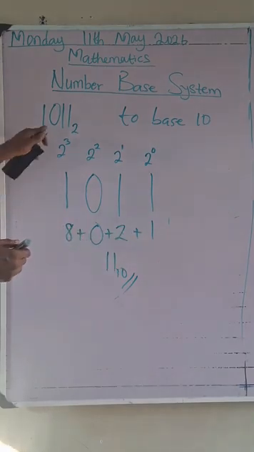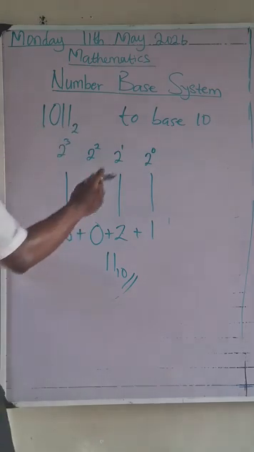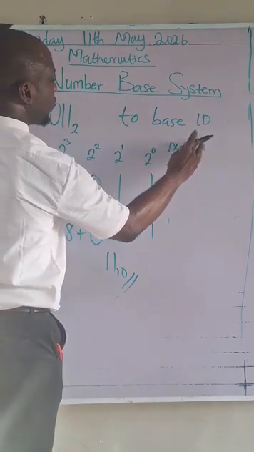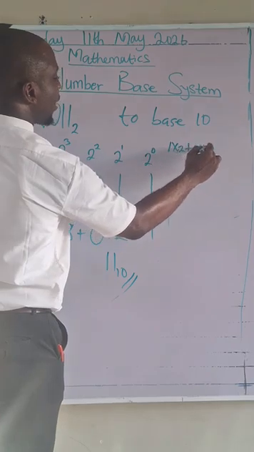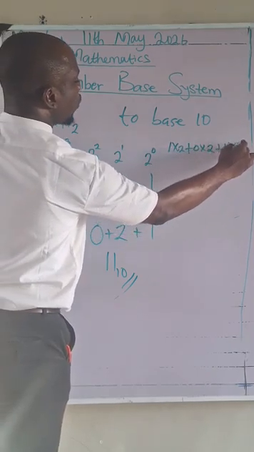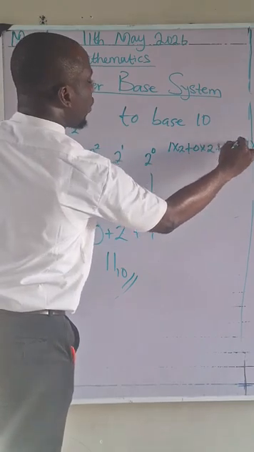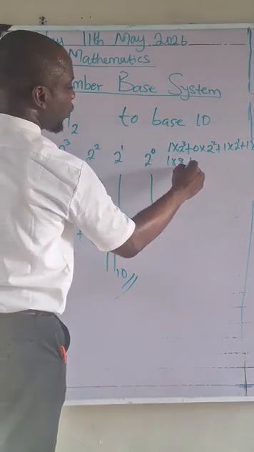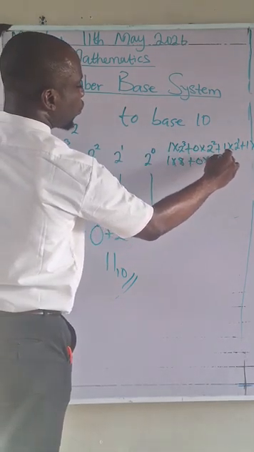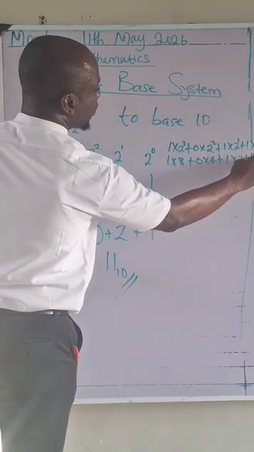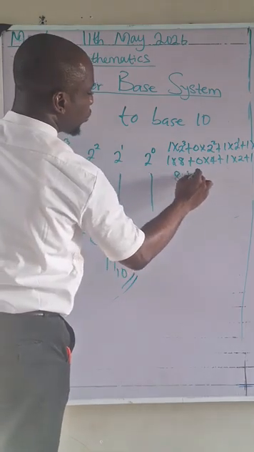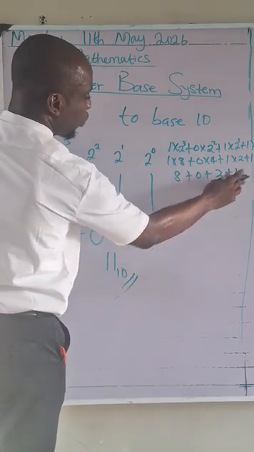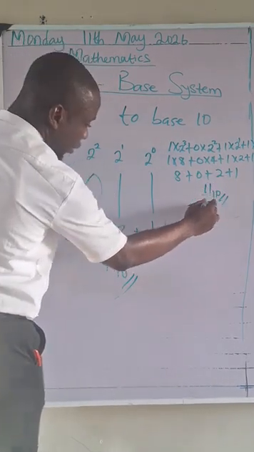Now let us use that expansion notation to see this. The expansion notation gives me 1 times 2 to the power 3, plus 0 times 2 squared, plus 1 times 2 to the power 1, plus 1 times 2 to the power 0. This becomes 1 times 8 plus 0 times 4 plus 1 times 2 plus 1 times 1. This becomes 8 plus 0 plus 2 plus 1. So this plus this is 10 plus 1, which is 11 base 10. Have you seen it now?